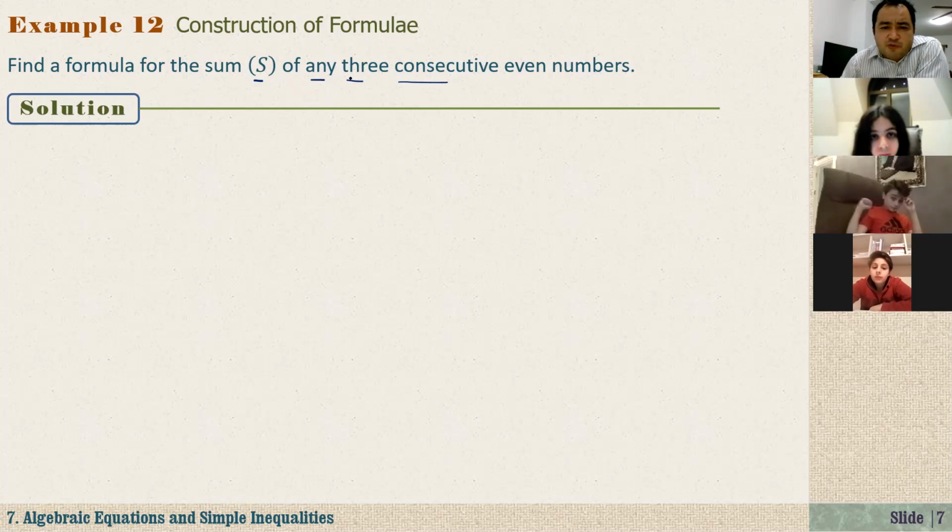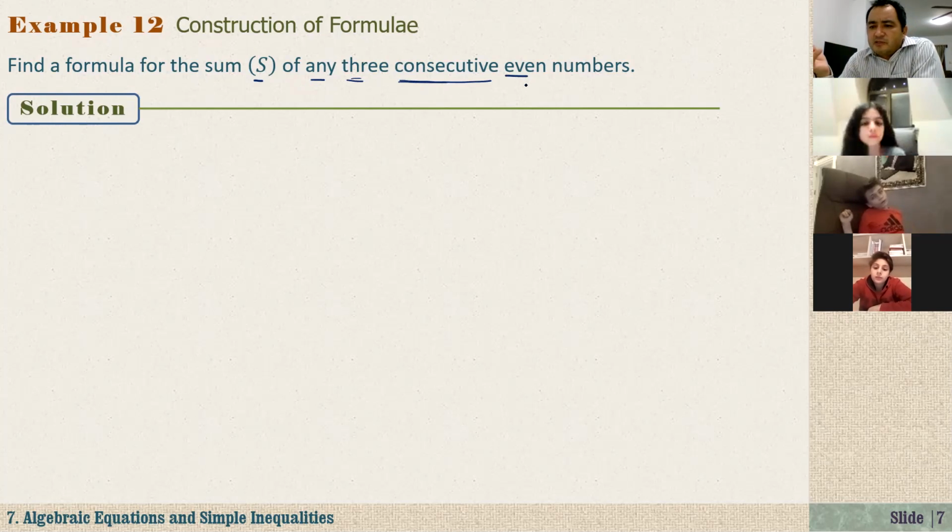Anyway, here we are saying 3. Consecutive means followed by another. And even, you know what is even? We have even numbers and odd numbers, right? 1, 3, 5, 7. These are odd numbers. Odd number means when you divide by 2, remainder is 1. Even numbers are 2, 4, 6, 8. When you divide by 2, remainder is 0.